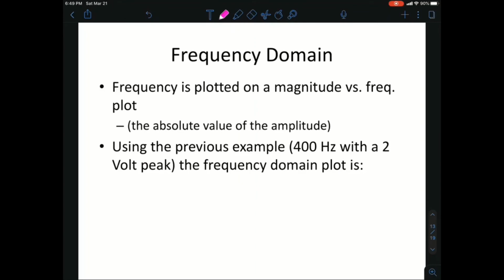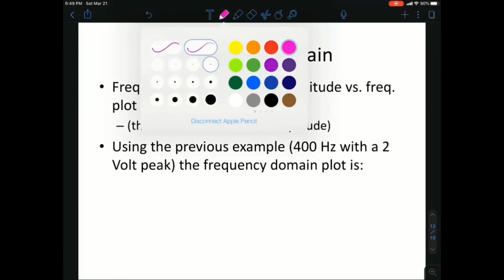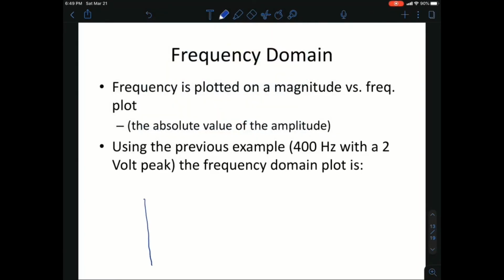Okay, so let's talk about the frequency domain and how that's going to be plotted out. It is plotted as magnitude versus frequency. You have your frequency on your horizontal and your magnitude on your vertical. So we'll have frequency in hertz, and lots of times we'll have magnitude in volts, just because that is what many of our waves are going to be defined as.